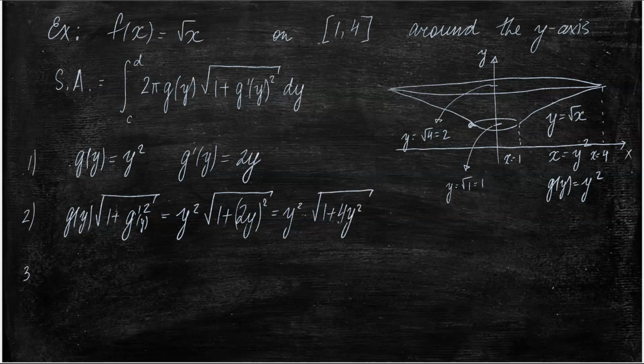So let's set up the integral. We're going to have an integral from 1 to 2, and it's going to be 2 pi y squared times the square root of 1 plus 4y squared. Now, this is not the type of integral I can do off the top of my head. If it was one of the easy ones, I would, but in this case, I'm just going to put it in Wolfram Alpha.